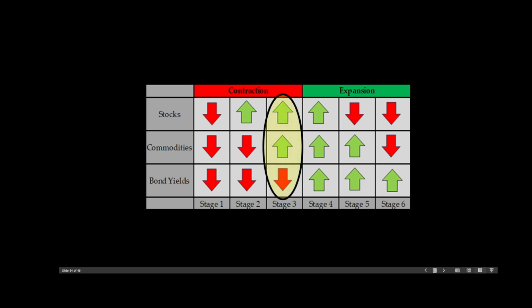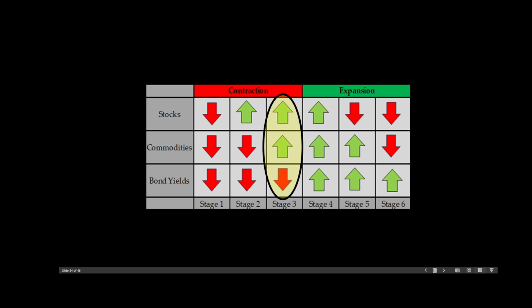However, given where we are now, what can we expect moving forward? Well, perhaps we would expect commodities to turn back to the upside. You see, right now we're technically in stage two because commodities are moving lower, bond yields are moving lower, but stocks are moving higher. The next logical move would be for commodities to move to the upside.